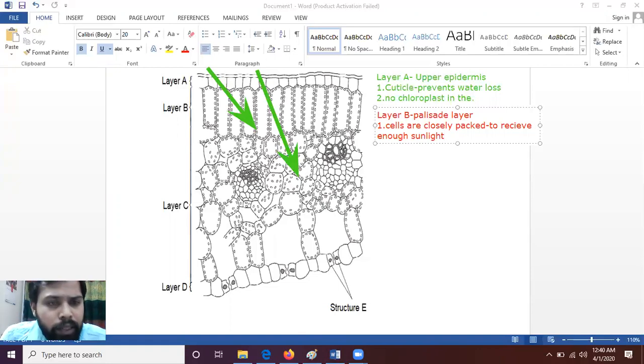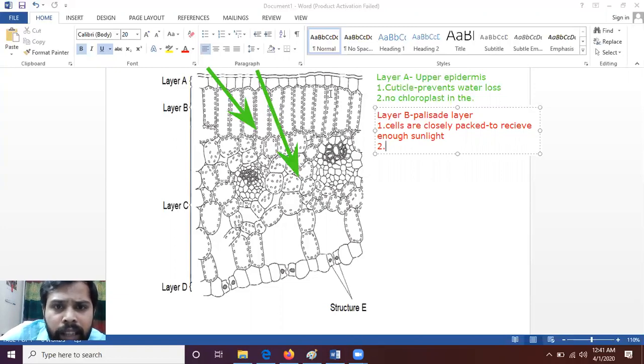All right, so that's why it's a good adaptation of a leaf in the palisade cells, all the layer. You can say that the cells are closely packed so that you can receive a lot of sunlight. Okay, got it. Then what comes to my mind is the second good adaptation of this cell: as you look in this layer, there are a lot of chloroplasts.